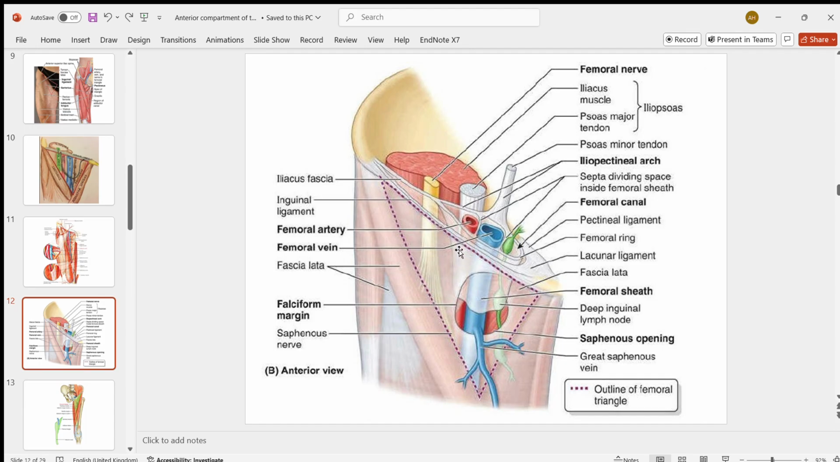And it is compartmentalized. It has three compartments: a lateral compartment, an intermediate compartment, and a medial compartment. The lateral compartment has femoral artery, the intermediate compartment has femoral vein, and the medial-most compartment has just a lymph node. And this medial compartment is also called the femoral canal.